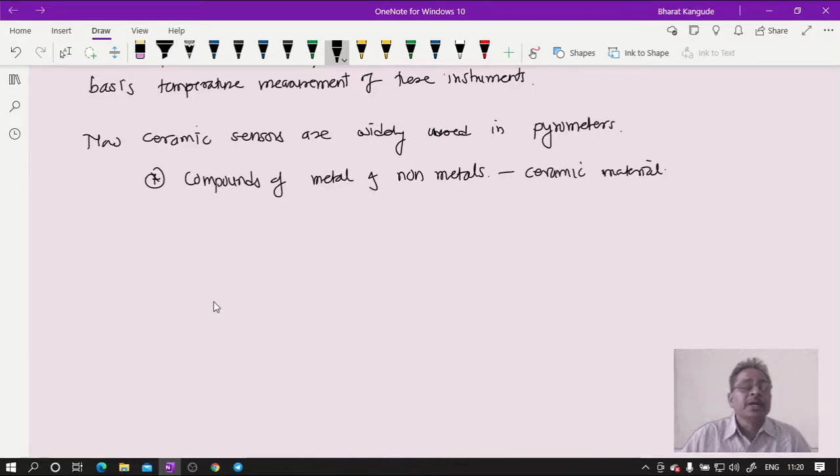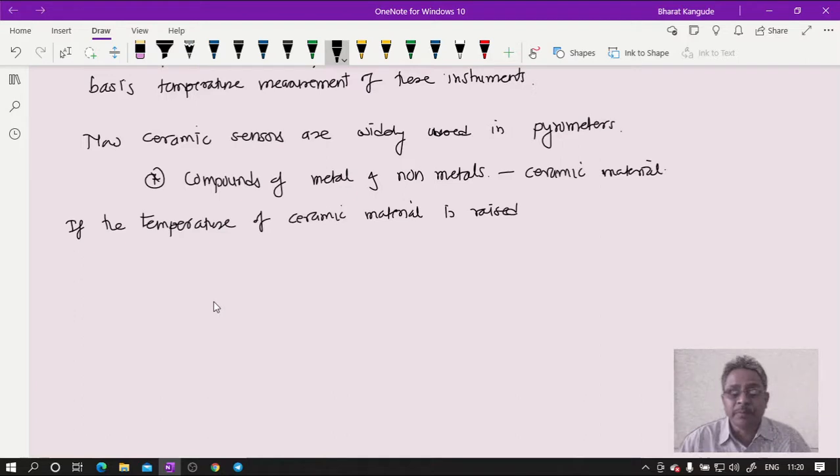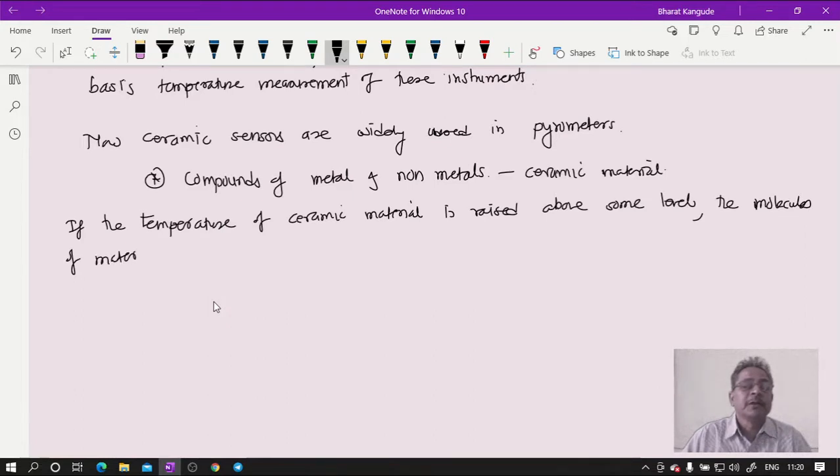So now what happens if the temperature of the ceramic material is raised above some level, there is one temperature called the Curie temperature, we are writing the definition of that, the molecules of the material start to move freely, okay, and this is because of these electric dipoles.